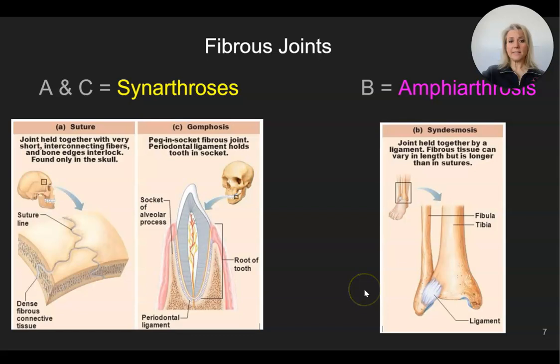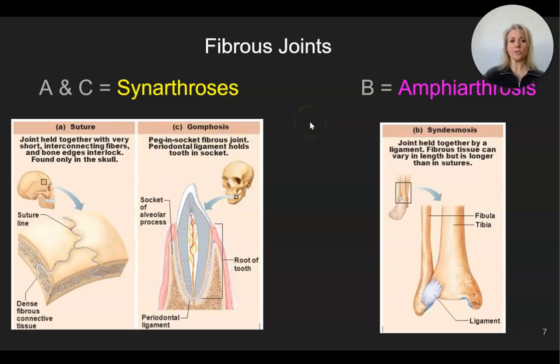Okay, now we're on slide 7 and we're taking a look at fibrous joints. So the first two fibrous joints that I wanted to talk about are sutures and the gomphosis. And so these are pictures A and C. But I wanted to put these two together because the amount of movement that they provide is the same. These are both synarthrotic joints, or we can just say that they are synarthroses.